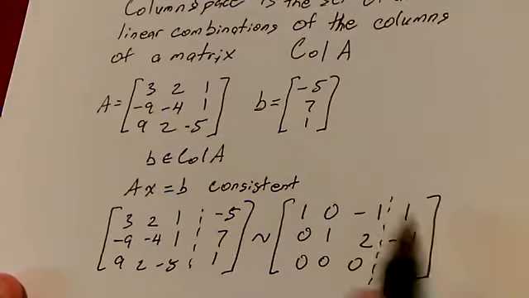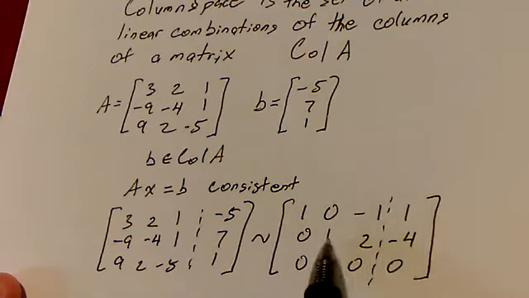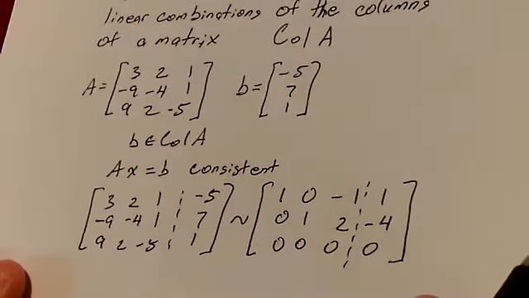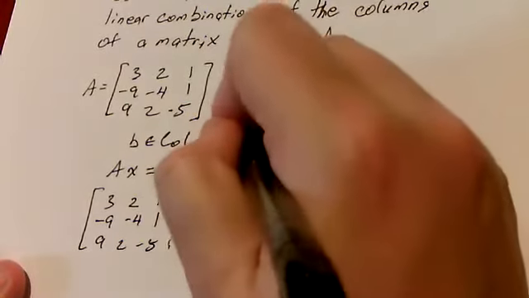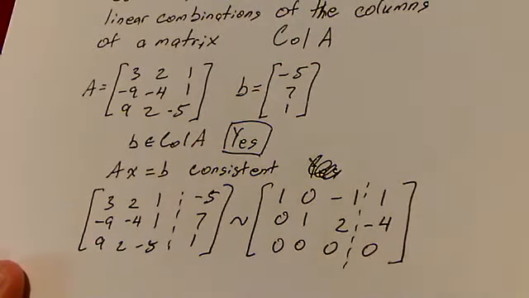Okay, that means I could find a solution here. I could write that solution, right? X1 equals an appropriate thing. X2 equals an appropriate thing. We know how to write solution sets, hopefully from previous sections and chapters. So this is consistent. So the answer to the question is yes. Actually, let me write yes up here next to where the question is. Yes, B is in the column space of A because I have a consistent system.